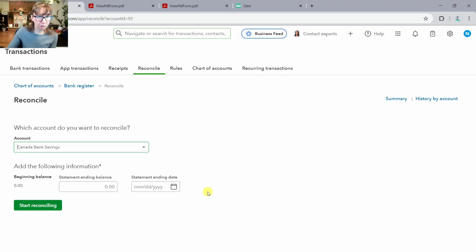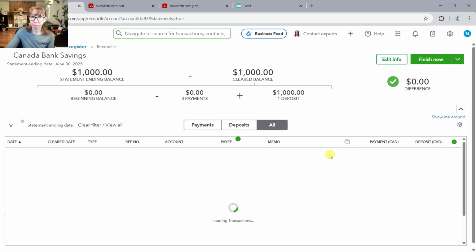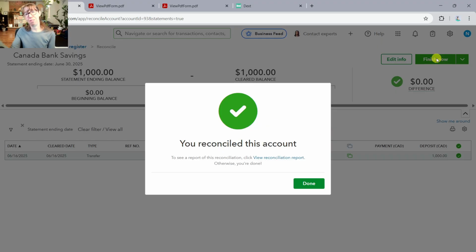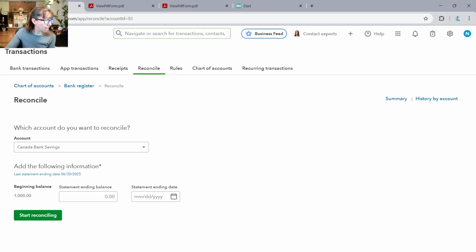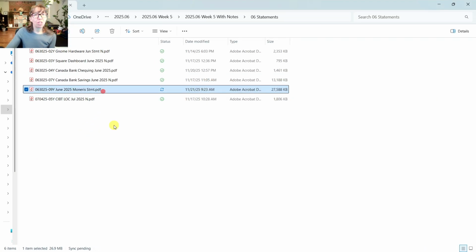So we're going to go to Canada Bank savings, and the ending balance was 1,000. And that ended on June 30th. We're going to start reconciling. And quick and easy, finish now. So that was nice and done. Let's go ahead and pull up the next one. So that's the Moneris statement. We were just looking at that. We are going to reconcile the POS clearing account and the Square clearing, but we're going to do that after we have reconciled all of the statements.